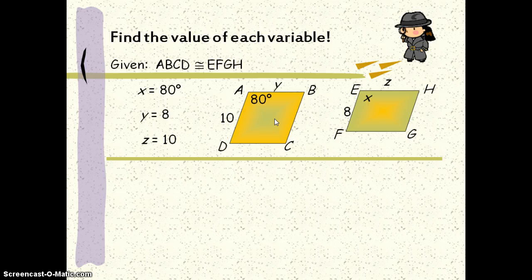Make sure you're matching up the corresponding sides and angles based off of the notation. Don't just look at these 2 and assume that this would be 8 or that would be 10, or that BC matches up with EF or something like that. Always go off the notation.